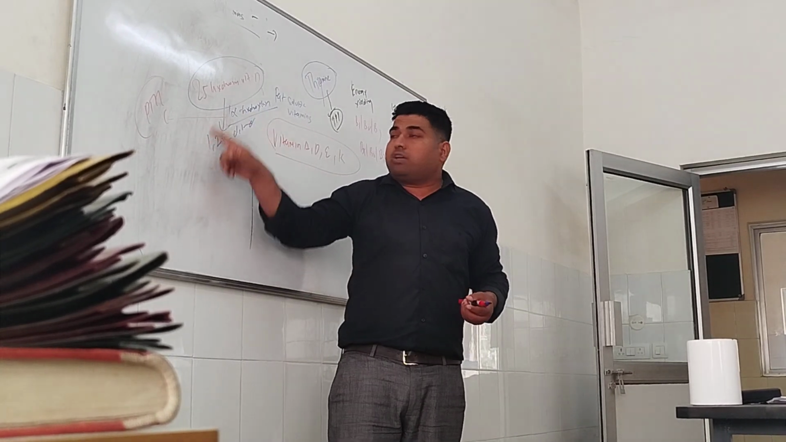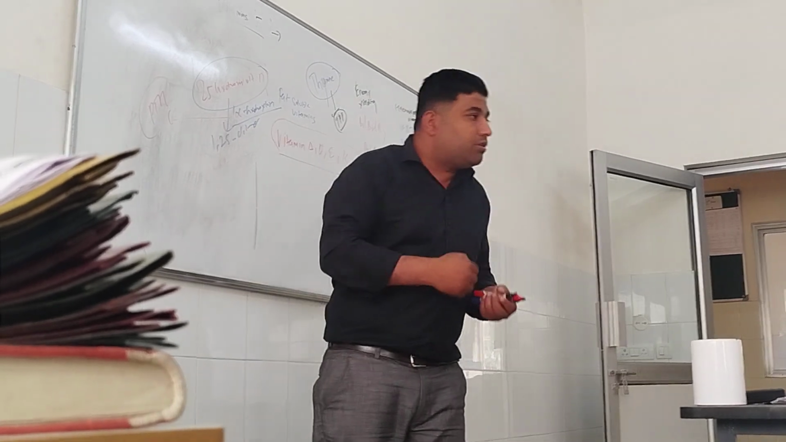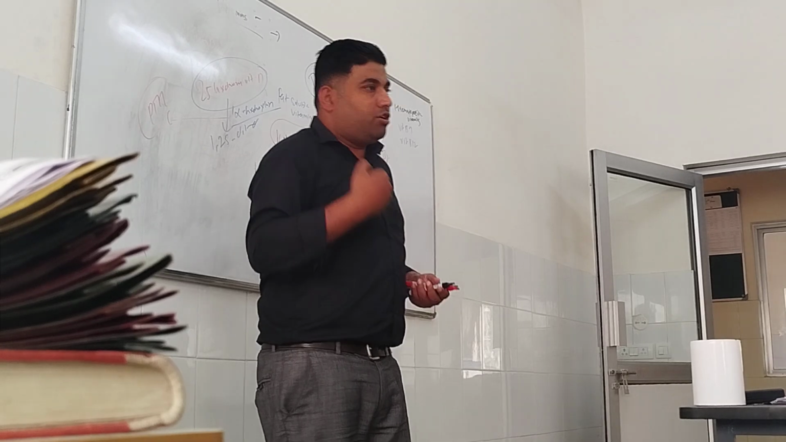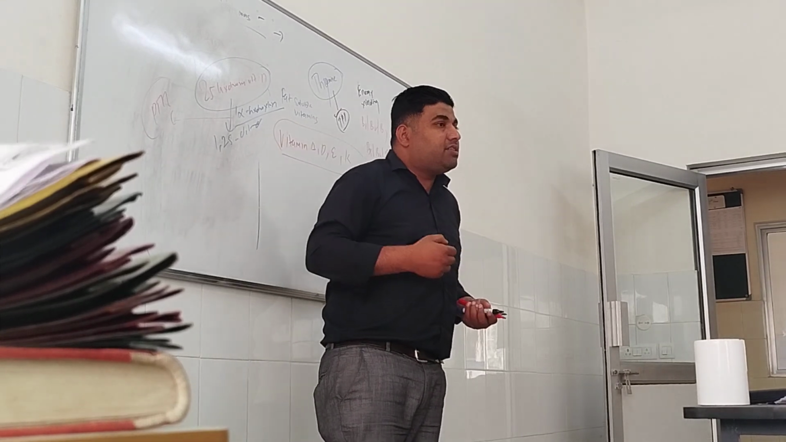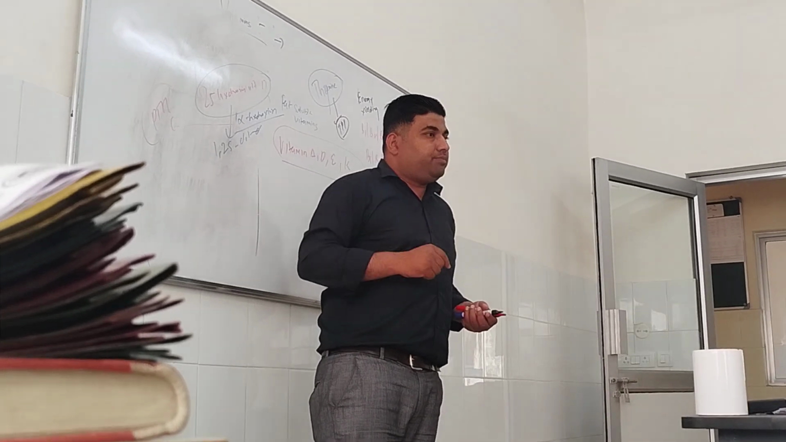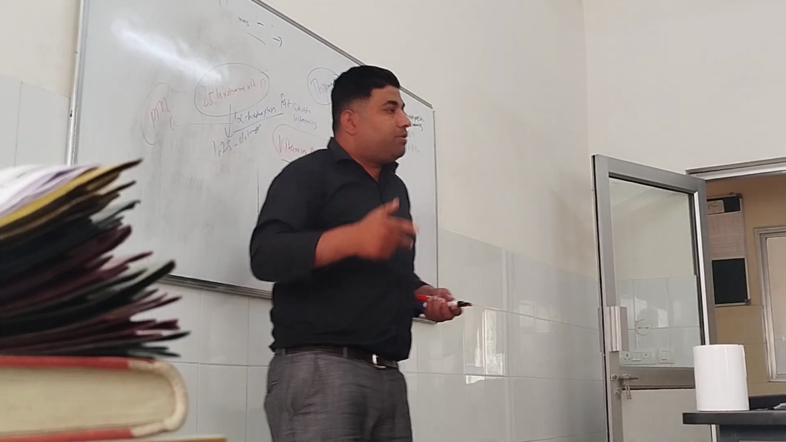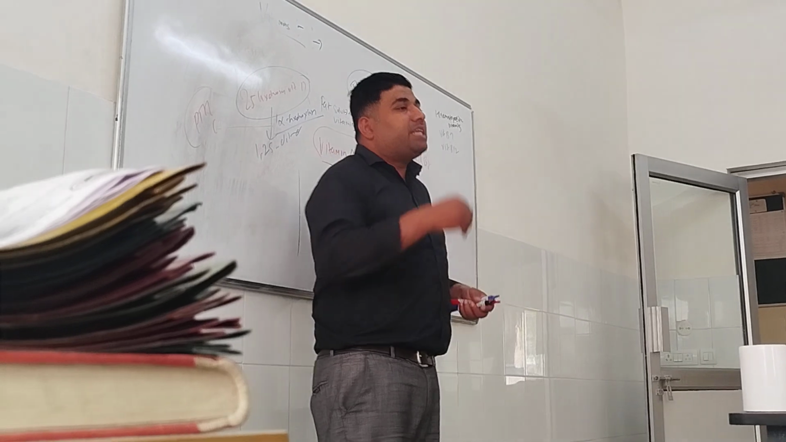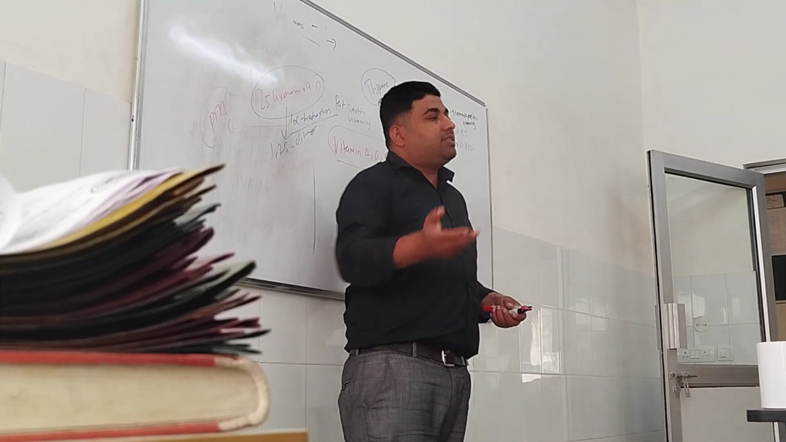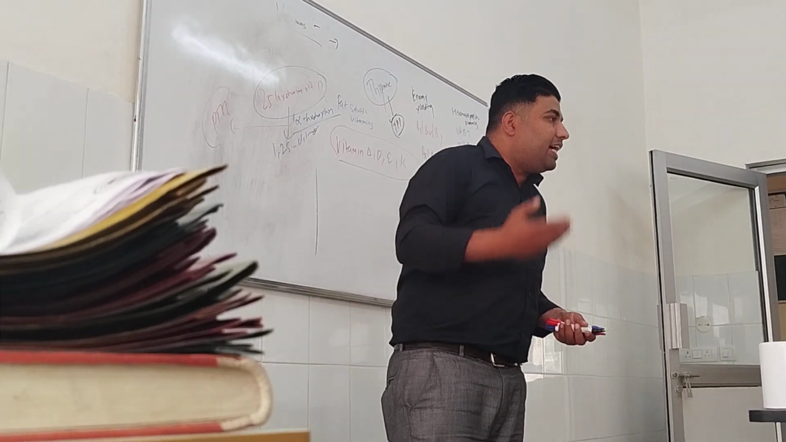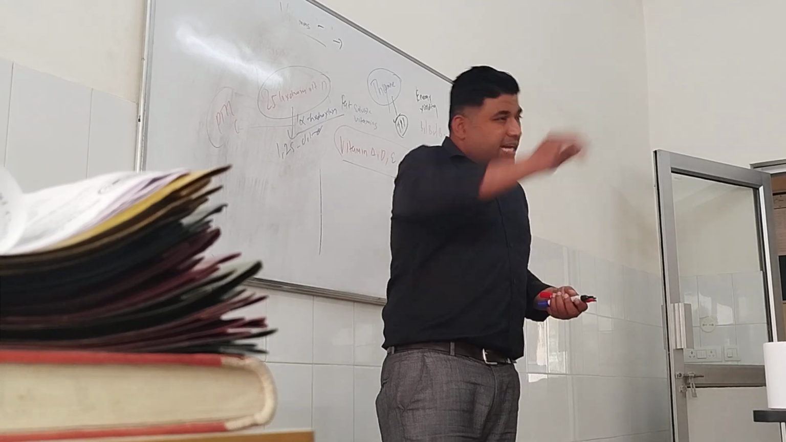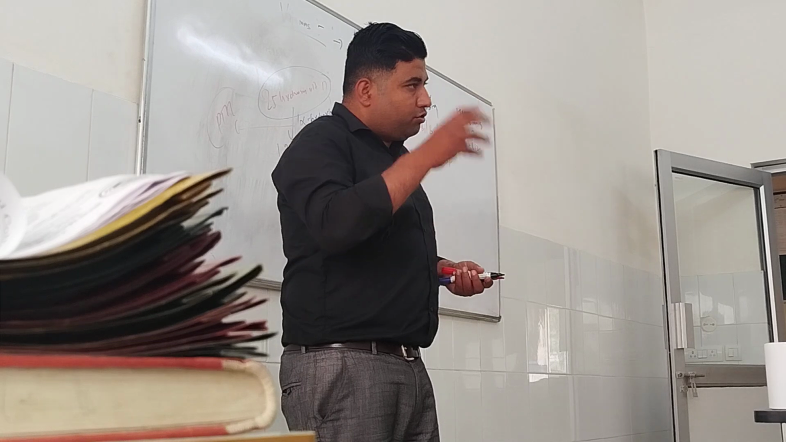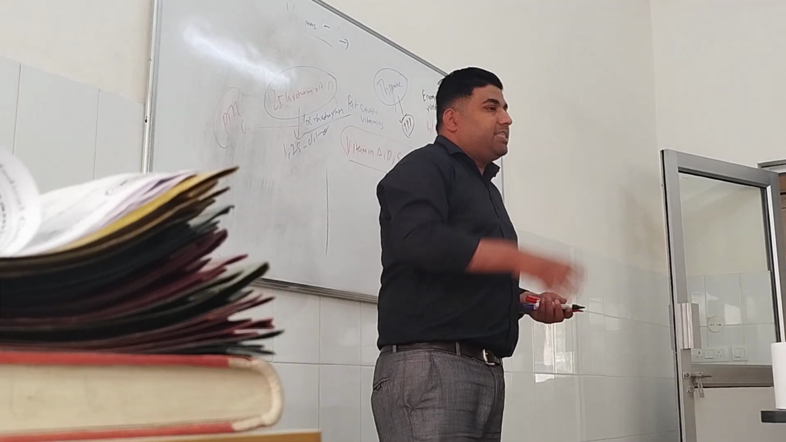And this 1,25 dihydroxy vitamin D goes to the intestine and increases the absorption of calcium by enhancing the channels called TRPV, transient receptor potential vanilloid. Okay, and the deficiency of this vitamin D can lead to rickets in children and osteomalacia in adults. These conditions are mainly bone deformity caused due to the unavailability of calcium.